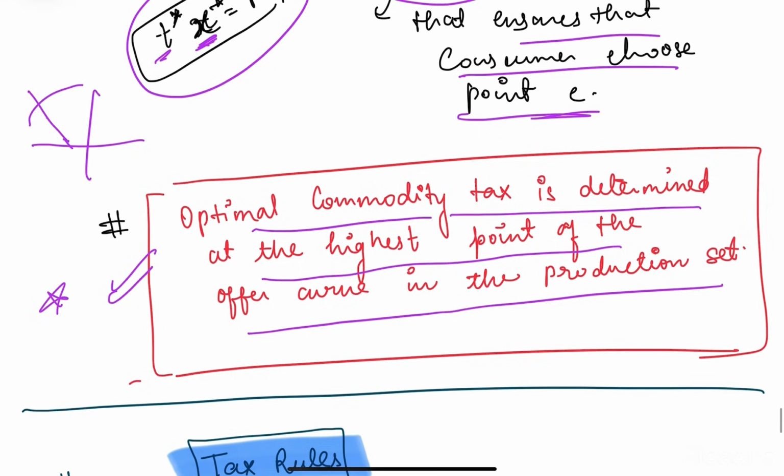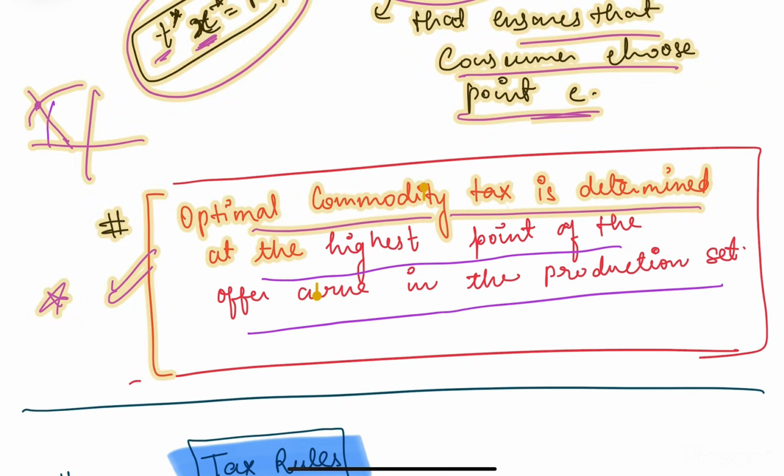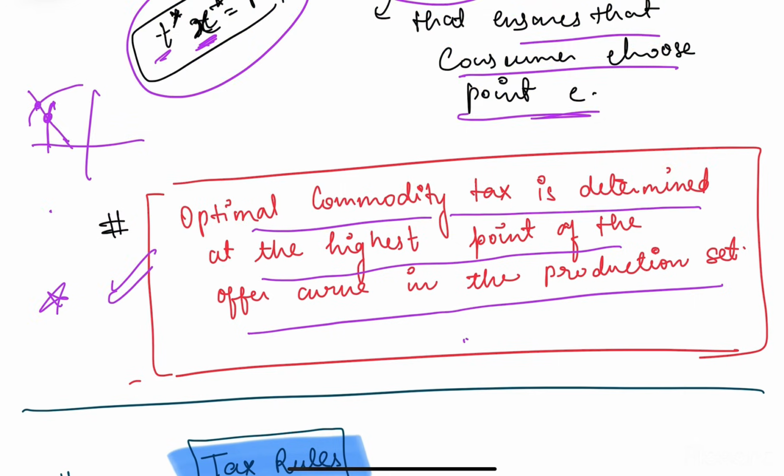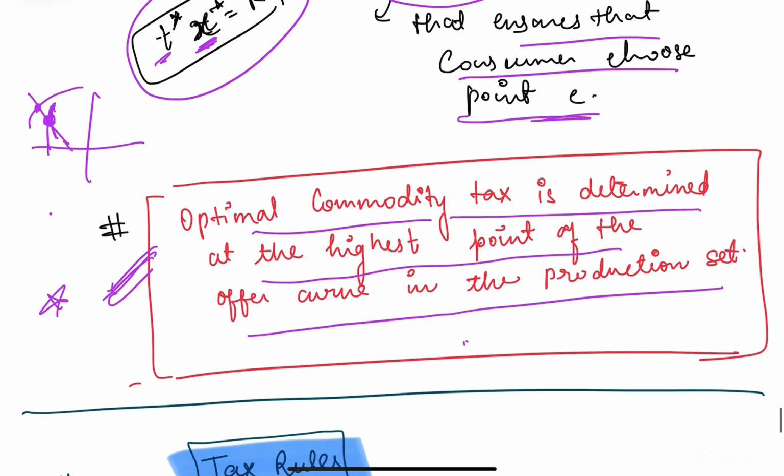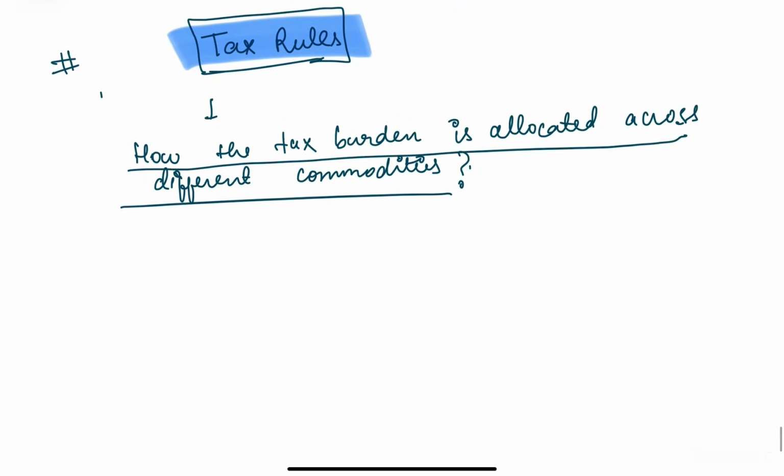So let's say our offer curve is like this, okay. So what is the highest point of the offer curve in the production set? If this is the offer curve, then this is the point. So the highest point of the offer curve in the production set is basically the optimal commodity tax. Now we will look into the next and the very last topic, that is tax rules.